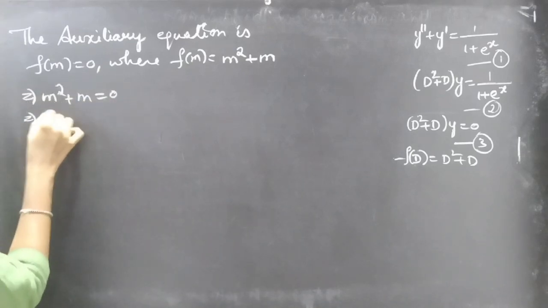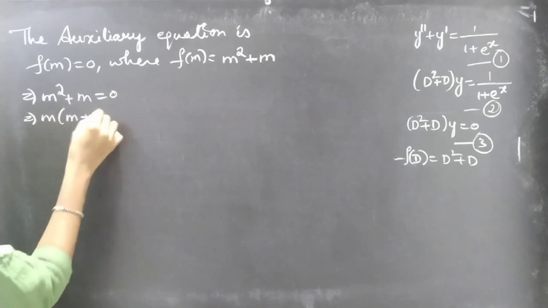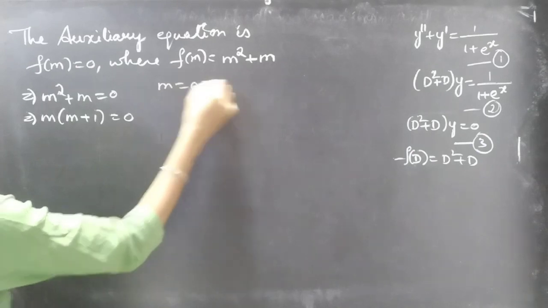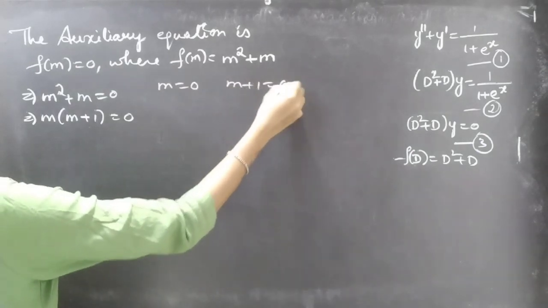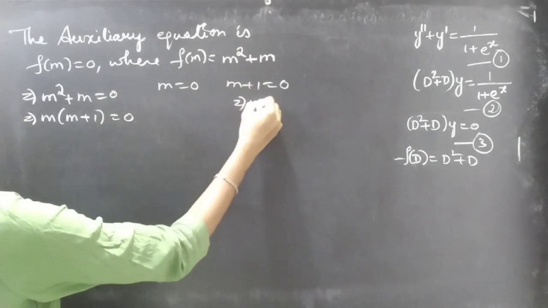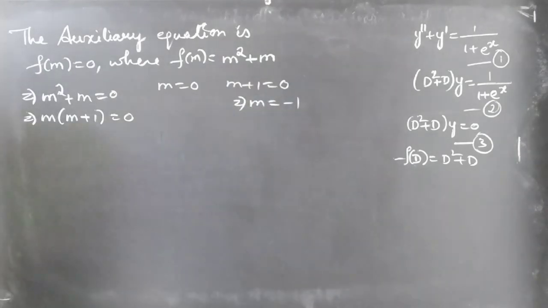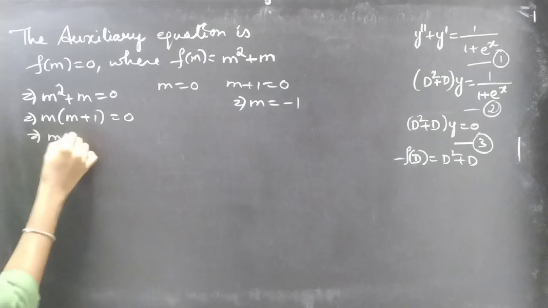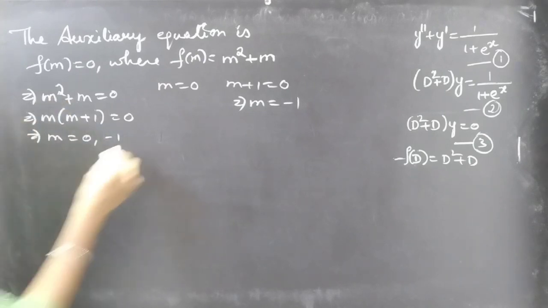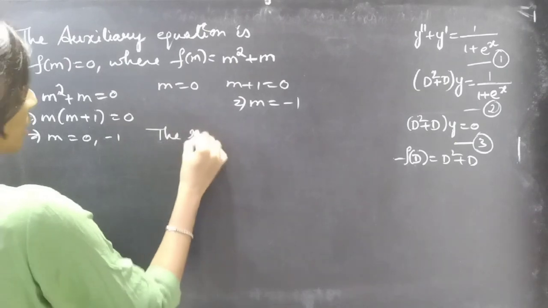Now take m common from the two terms, we'll get m times m plus 1 equal to 0. Now equate each factor to 0. We'll get m equal to 0 and m plus 1 equals 0. m equal to 0 is one root, and from m plus 1 equals 0 we'll get another root, m equal to minus 1. Then m equal to 0, minus 1 are the roots of the auxiliary equation. Therefore the roots are real and distinct.